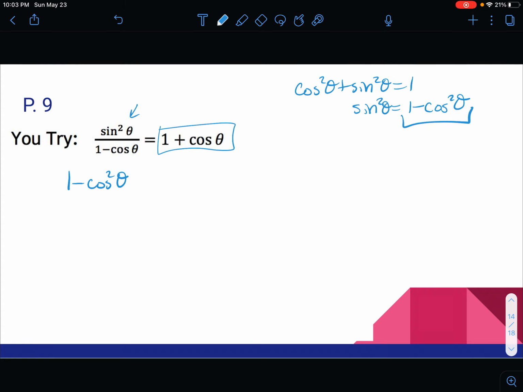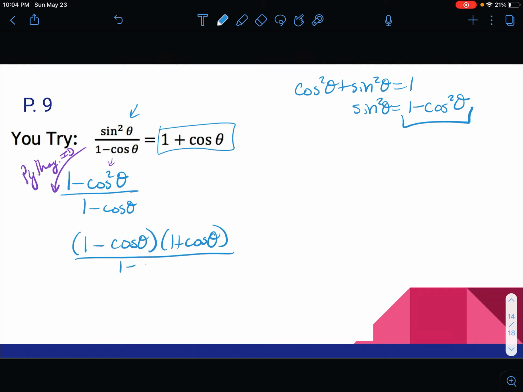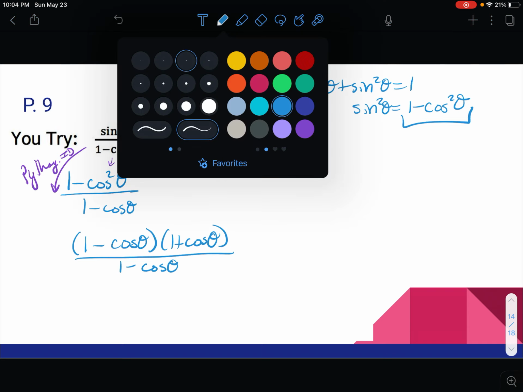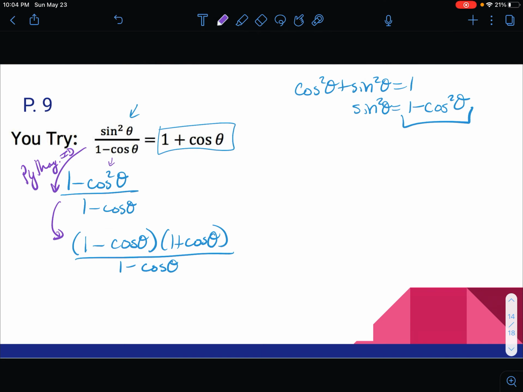And now we can make a substitution over 1 minus cosine theta. The reason for this is Pythagorean identities. And now, I know I just want 1 plus cosine theta. What I'm looking at is we have two terms up top, and we have this squared here. So I'm thinking, can I factor this? And in fact, it does factor into 1 minus cosine theta times 1 plus cosine theta. You can certainly use the area model, that's absolutely fine. This is just that we are factoring.